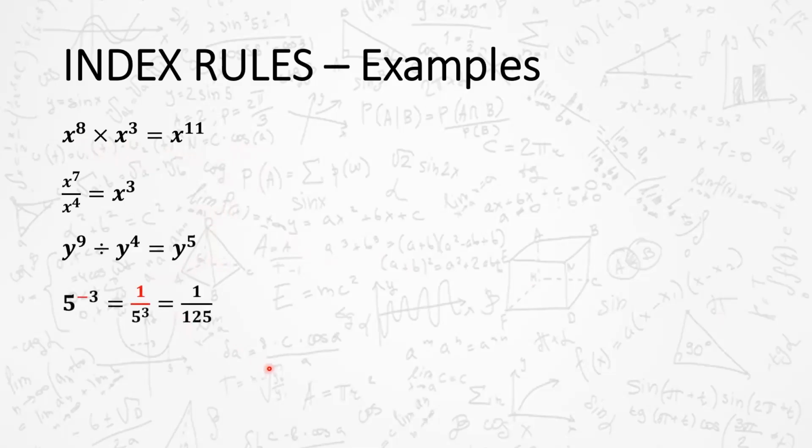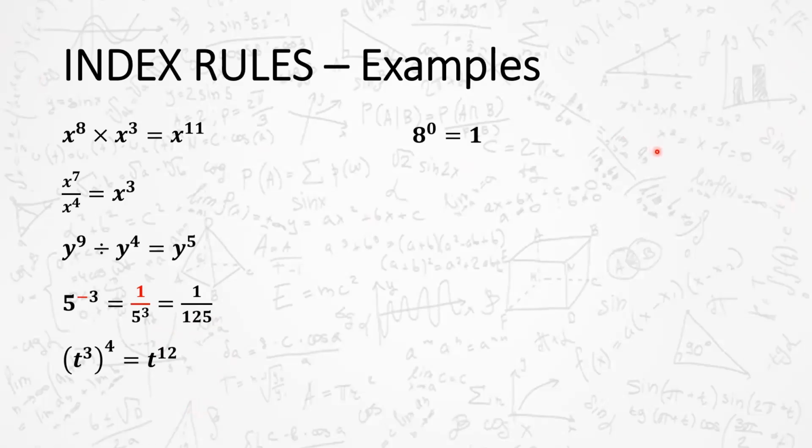Next, we have 5 to the power minus 3. The minus sign gives you 1 over 5 to the power 3, which equals 1 over 125. Next one, t to the power 3 to the power 4 equals t to the power 12. Simply 3 times 4 gives you t to the power 12. 8 to the power 0 equals 1. Anything to the power 0 equals 1.